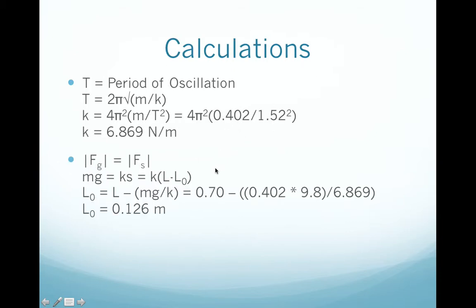Here are two calculations I did so that I could create a computational model. The first was to solve for the spring stiffness. I used the equation for the period of oscillation, which states T equals 2 pi times square root of m over k, where m is the mass and k is the spring stiffness. I reorganized it and solved for k, which equals 6.869 Newton divided by meters.